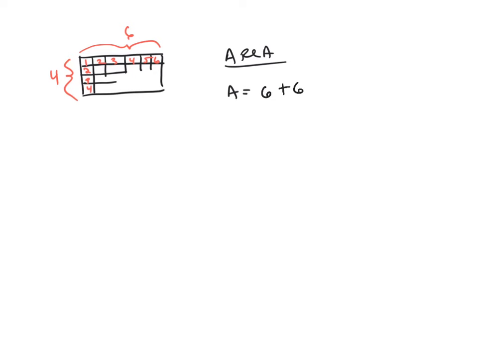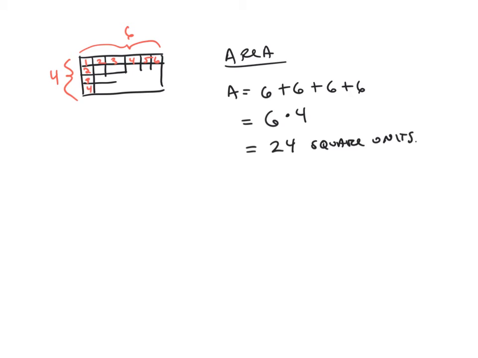So we could add up 6 four times. Or we could replace that with multiplication, because 6 added 4 times is 6 times 4. So the area will be 24, and those are squares. So we'll call them square units, 24 little squares. That's how much surface is covered by this rectangle.